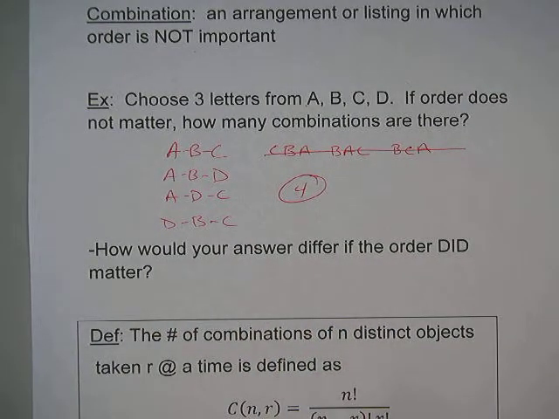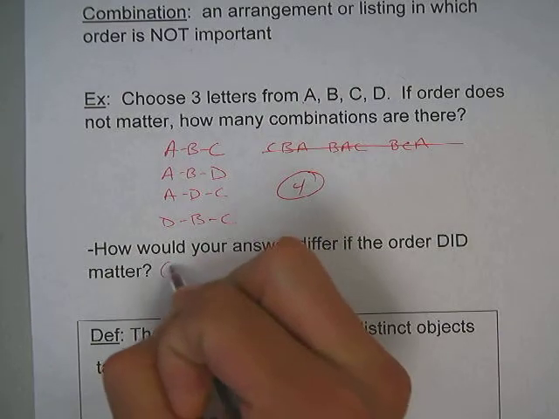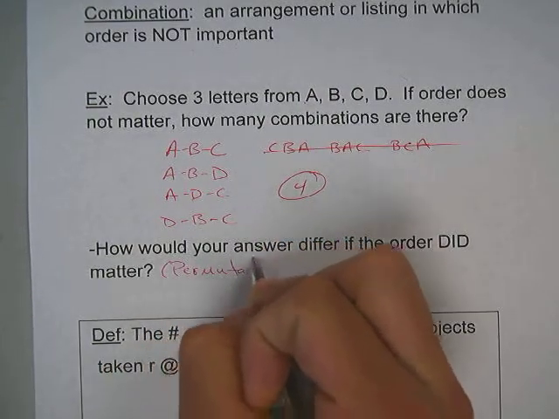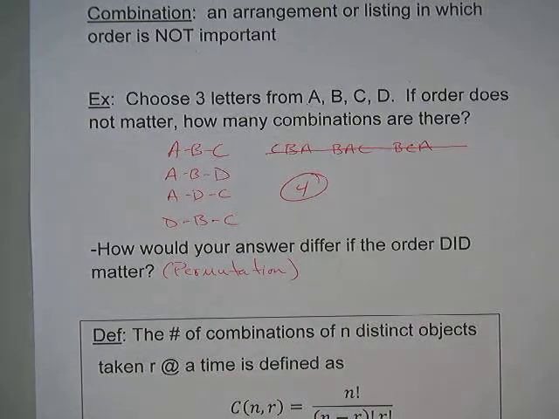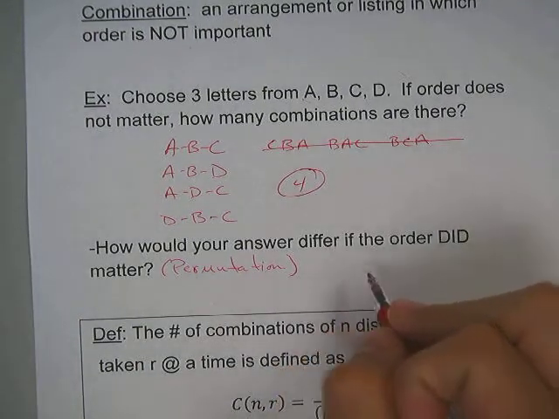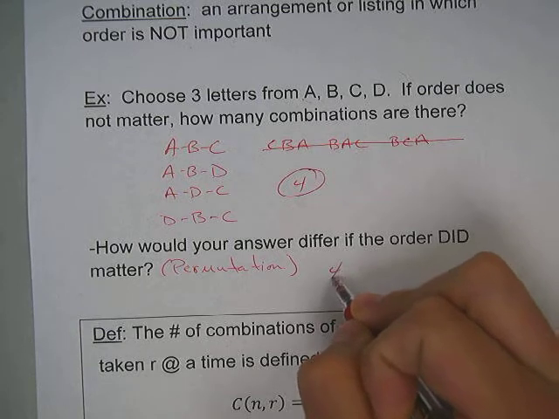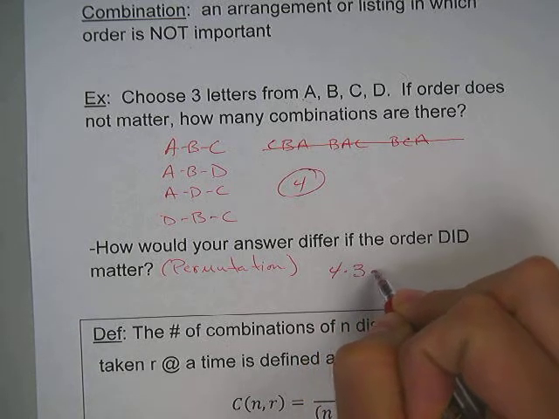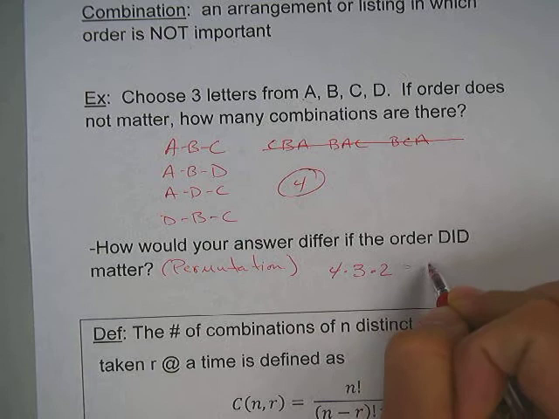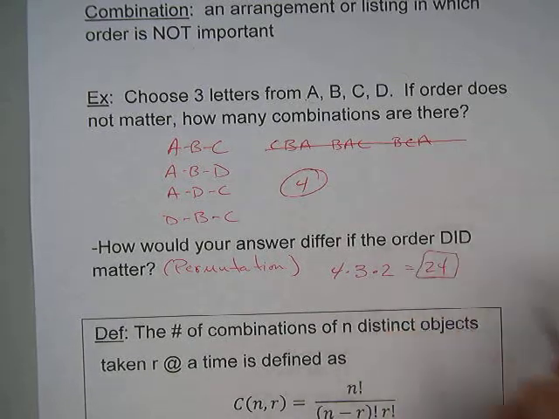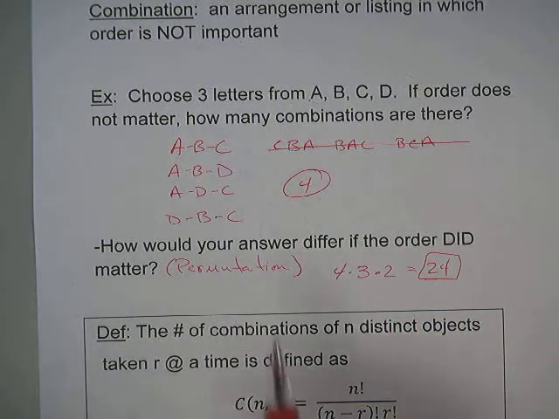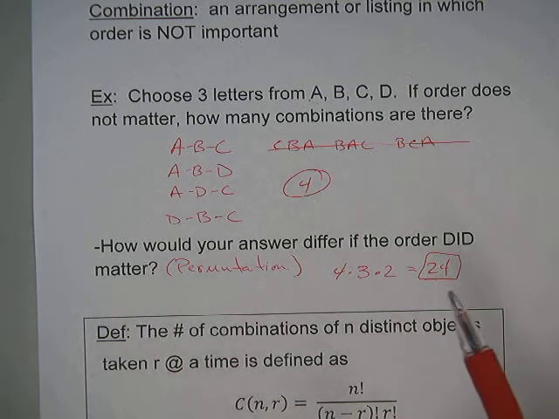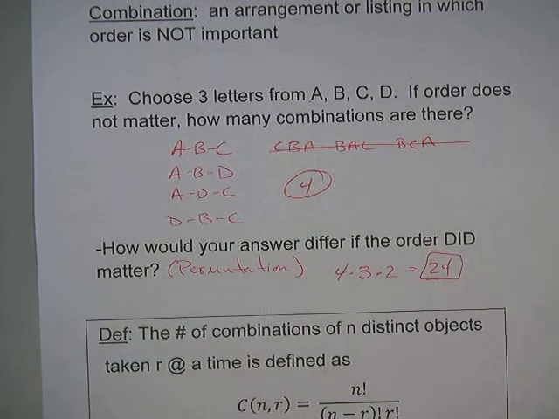Now, how would that answer differ if order did make a difference? Well, that would be a permutation. If you remember, that's where we went through and said, all right, you have 4 choices for the first one, you have 3 choices for the second one, and then you have 2 choices for the third. So there'd be 24 different arrangements. Because permutation tells us that order matters, picking A and then B is different than picking B then A. But in a combination, it doesn't make a difference.